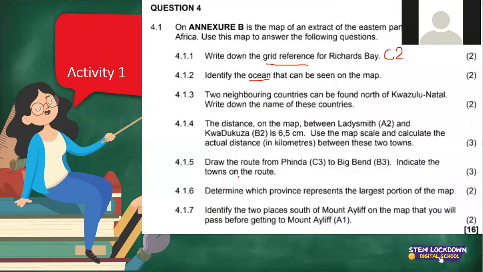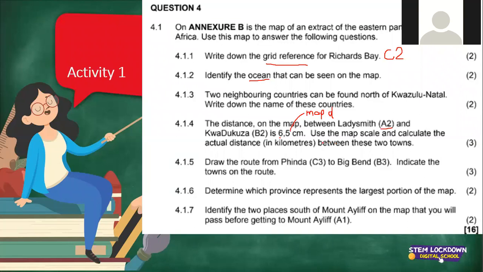Okay, next question. This one is a longish question. It says the distance on the map between Ladysmith, which is found at A2, and Guduza, B2, is 6.5 centimeters. So this will be your map distance, obviously measured using a ruler on the map. Use the map scale and calculate the actual distance in kilometers between these 2 towns.